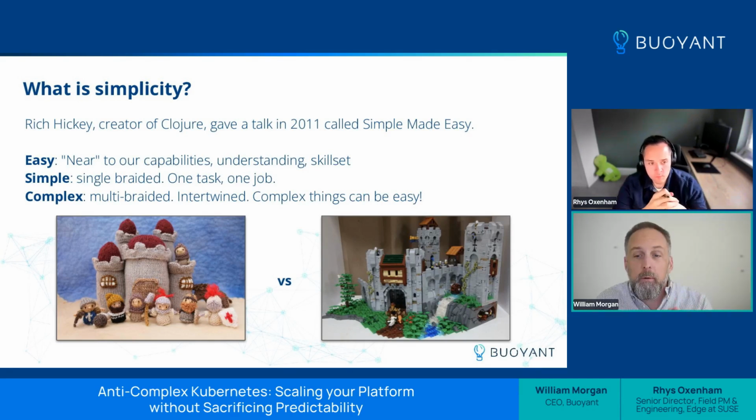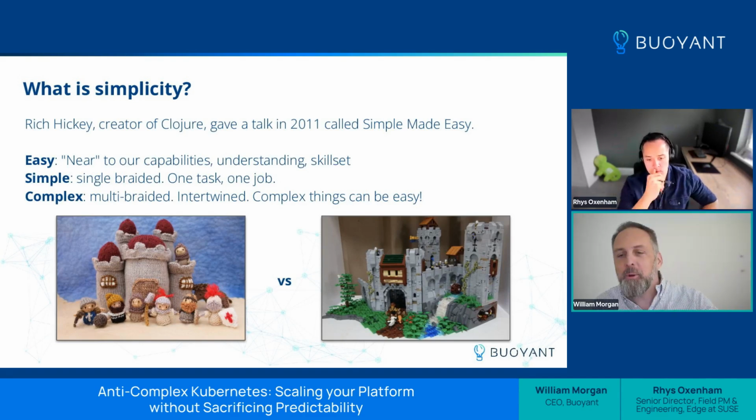But one of the formative ideas in our heads at the very beginning of this journey was this idea of simplicity versus easiness. Rich Hickey, the creator of Clojure, gave this really eloquent and profound talk at, I think, Strange Loop in 2011. You can find it online. It's really worth listening to. It talks about sprints versus marathons, and the value of thinking and planning versus just reacting.